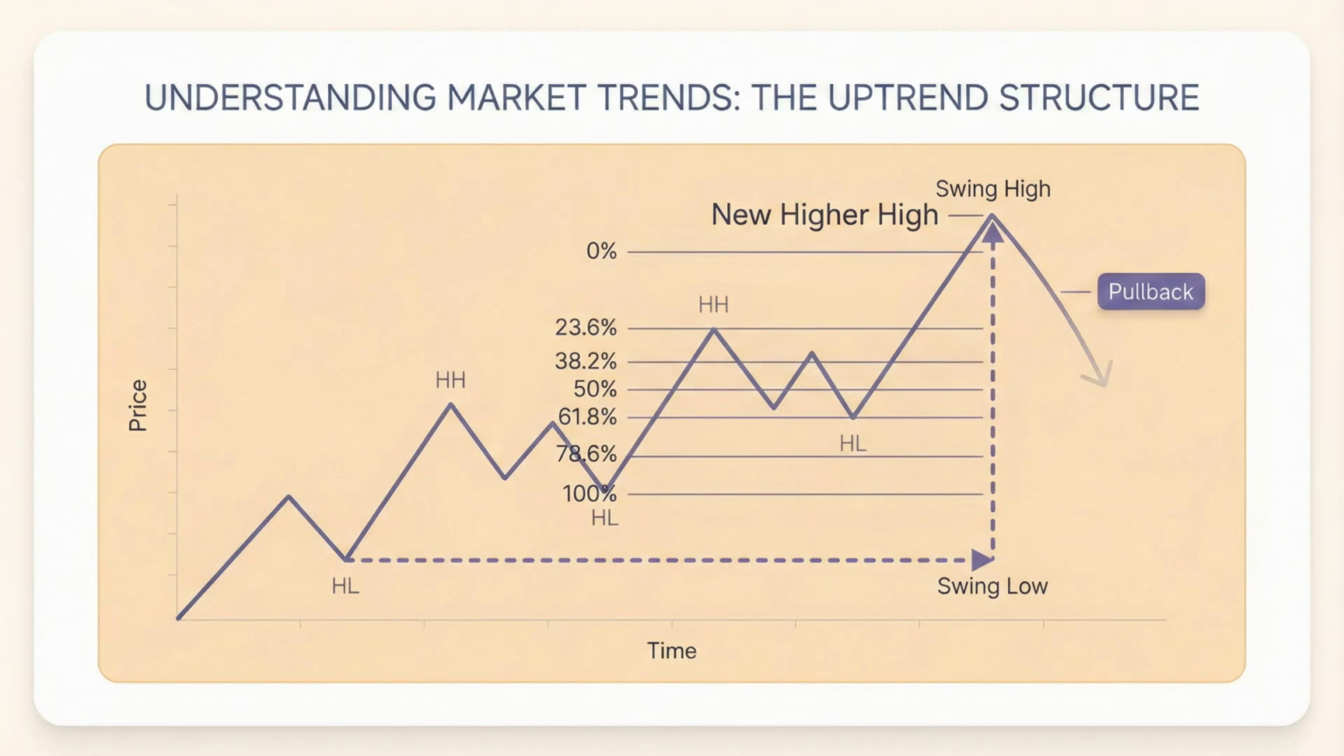To project these support levels, the tool is drawn by connecting the recent swing low directly to the new swing high. To make the chart easier to read, traders often clean up the tool settings. By unchecking the trend line, background colors, and minor levels, the chart becomes much less cluttered, allowing the essential support zones to remain clearly visible.